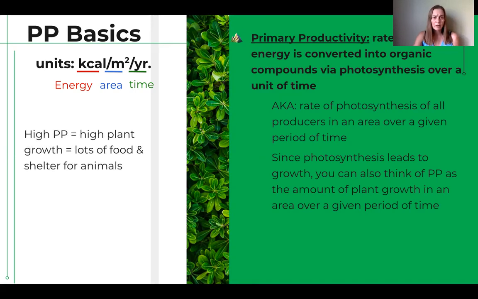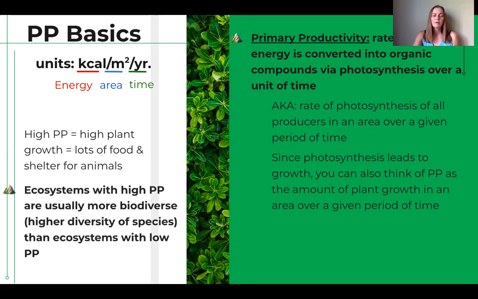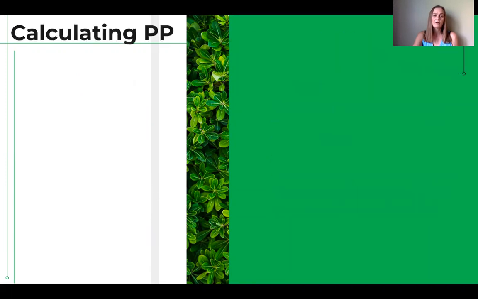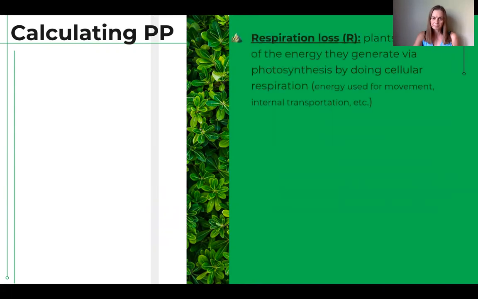If we have high primary productivity, we're going to have lots of plant growth, which means we're going to have lots of food and shelter for animals. So that means that ecosystems with high primary productivity are usually more biodiverse. That means that they have a higher diversity of species, higher number, better distribution than ecosystems that have low primary productivity. So how do we calculate primary productivity?